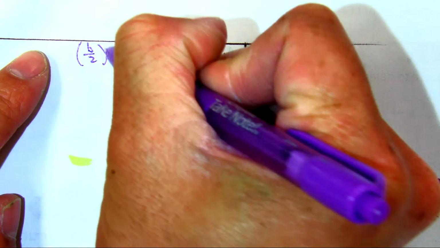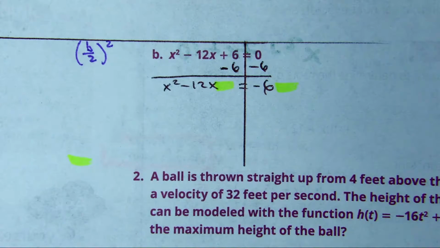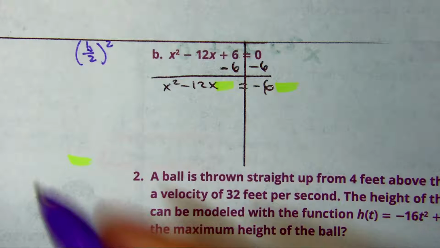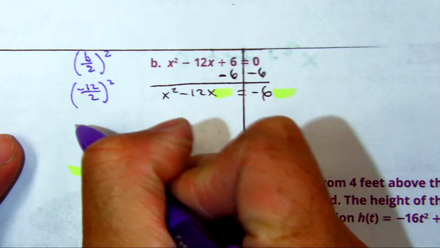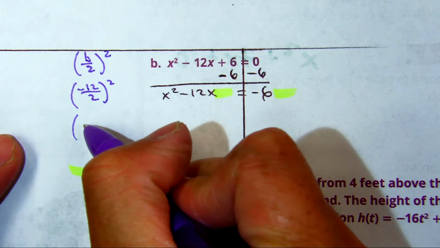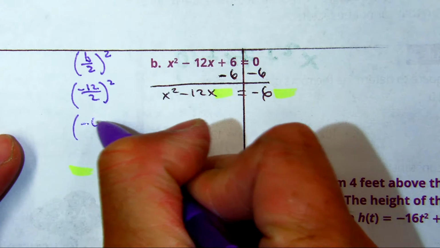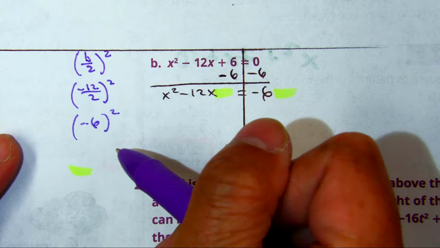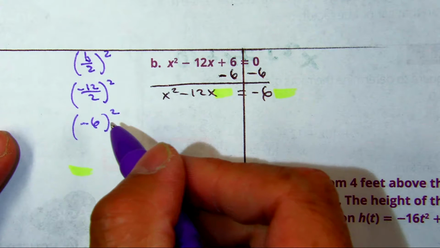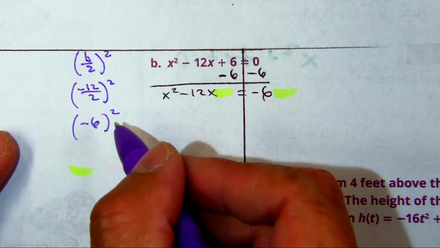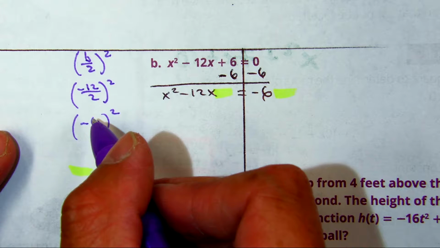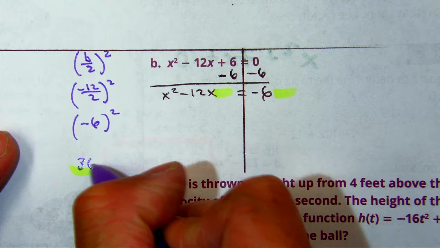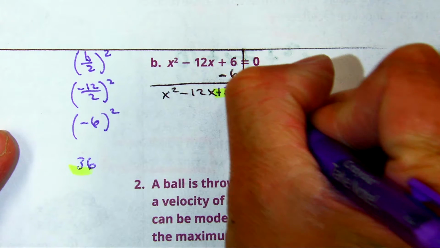Oscar, what is your b value in this problem? 12. Positive or negative? Negative. And what's half of that? Negative 6. And negative 6 squared? 36. Final answer? Yes, 36. So we're going to add 36 to both sides of the equation.